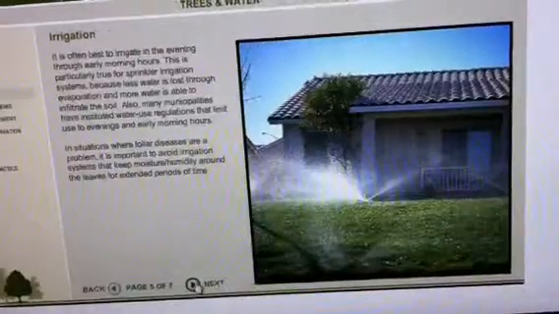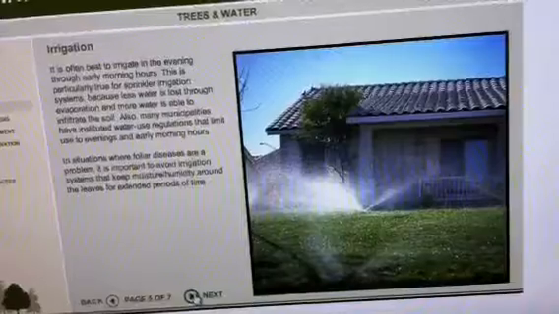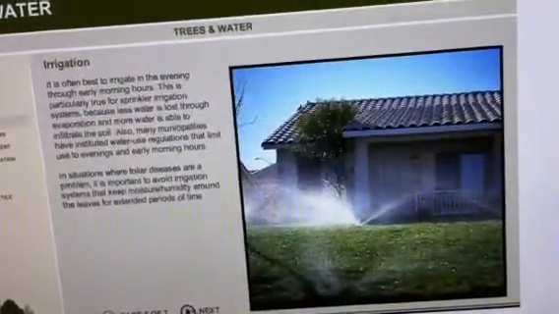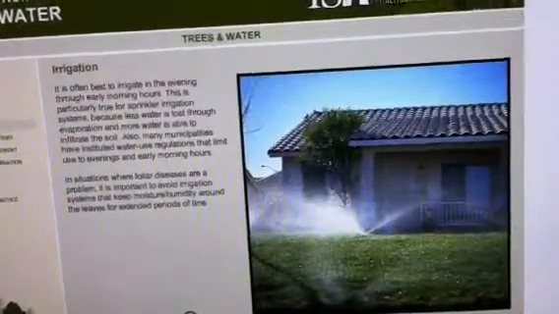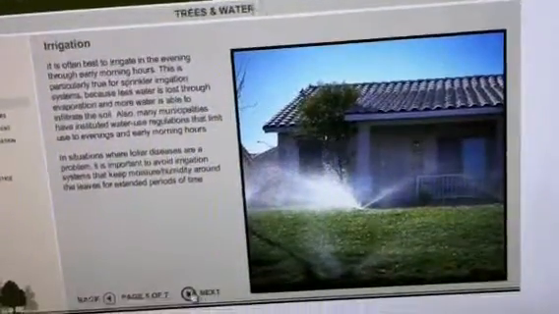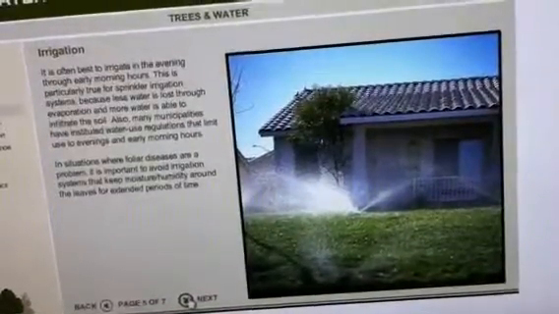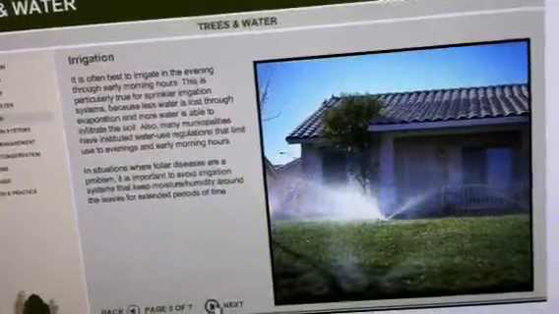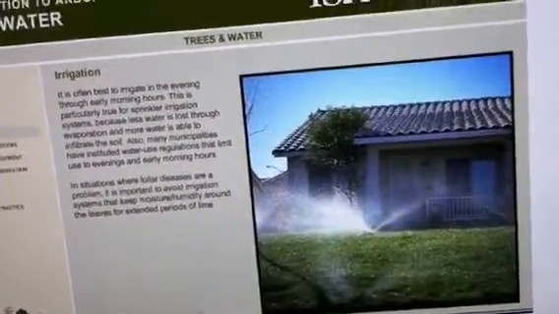Irrigate in the evening through early morning hours. This is particularly true for sprinkler irrigation systems because less water is lost through evaporation and more water is available to infiltrate the soil. Also, many municipalities have instituted water use regulations that limit use to evenings and early morning hours. In situations where foliar diseases are a problem, it is important to avoid irrigation systems that keep moisture and humidity around the leaves for extended periods of time.